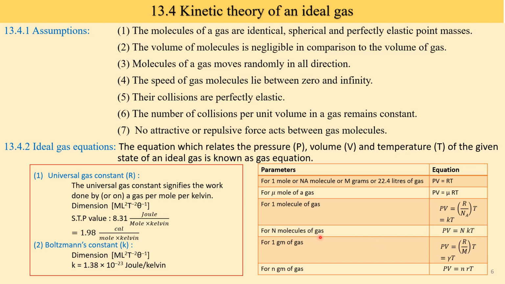For N molecules of gas, PV is equal to N into kT. For 1 gram of gas, PV is equal to R divided by m into T, that is equal to r into T. For n grams of gas, PV is equal to n into r into T. So this you please remember, the different forms of the equation, because we are using these equations interchangeably.